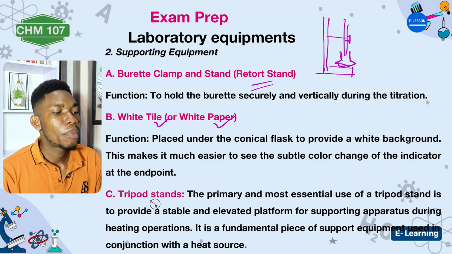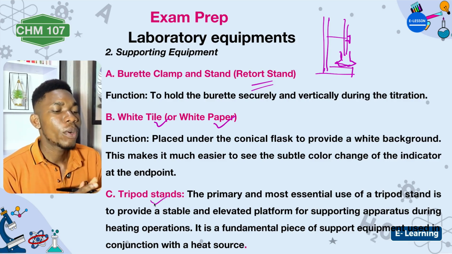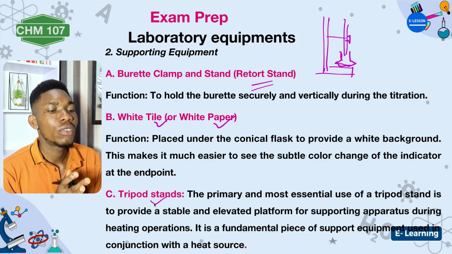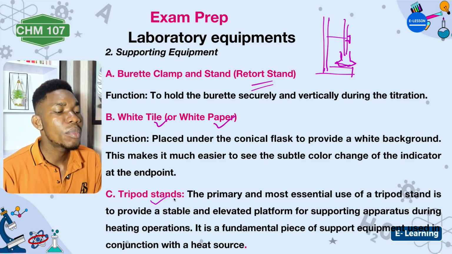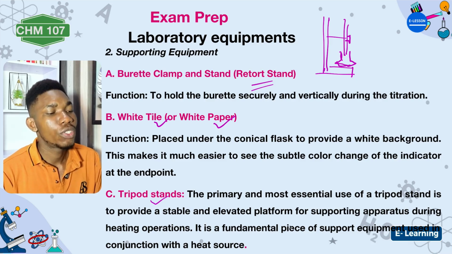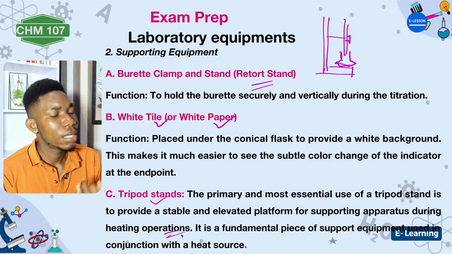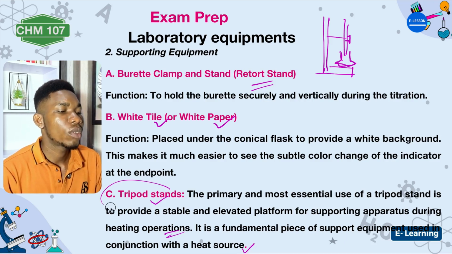All right. Then the tripod stand. Tripod stand, please take note of this particular one. The primary and most essential use of tripod stand is to provide a stable and elevated platform for supporting apparatus during heating operation. So tripod stand is mostly used during heating. Are you getting? During heating. Tripod stand combined with Bunsen burner, it's a fundamental piece of supporting equipment used in conjunction with a heat source. Please take note of this.